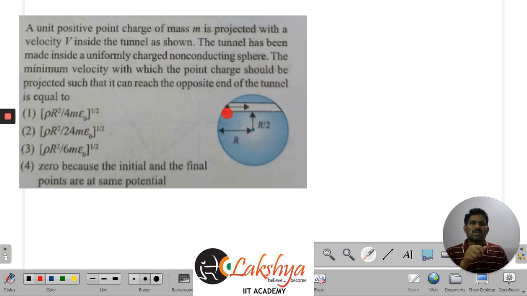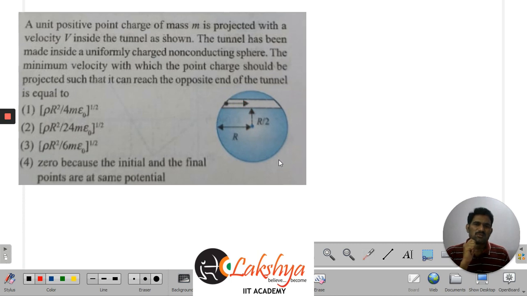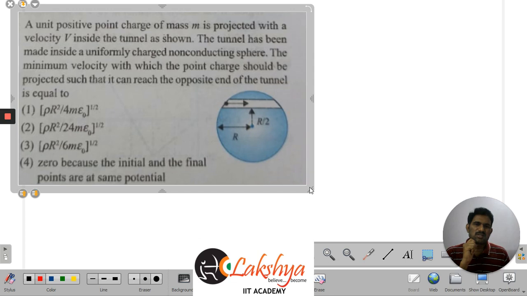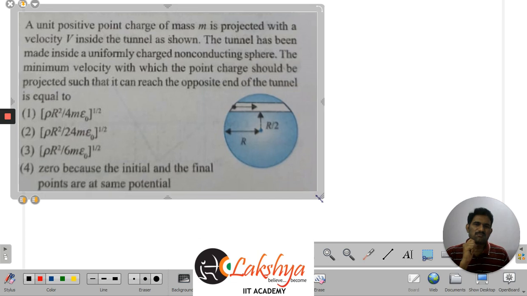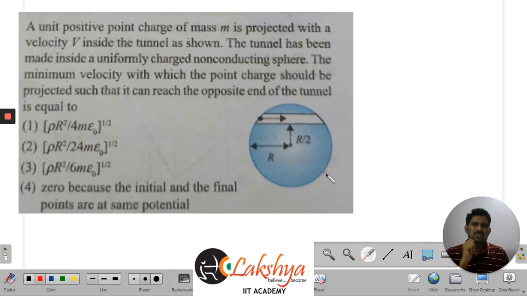We are projecting a point charge from here. This is also a positive charge, a unit positive charge here. Let us take it as q, and finally we may substitute that q value there. Now here we are projecting from this point so that it reaches this other end. It should reach this other end of the tunnel here.